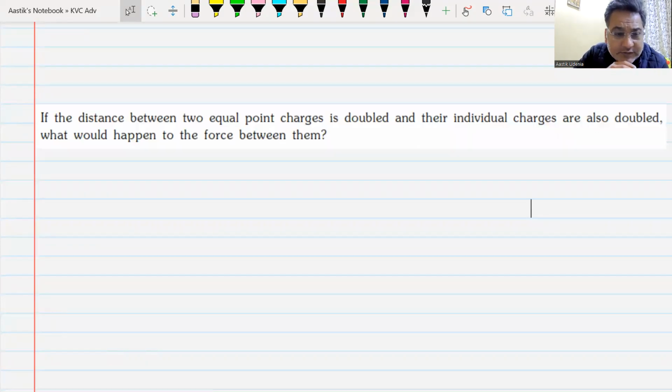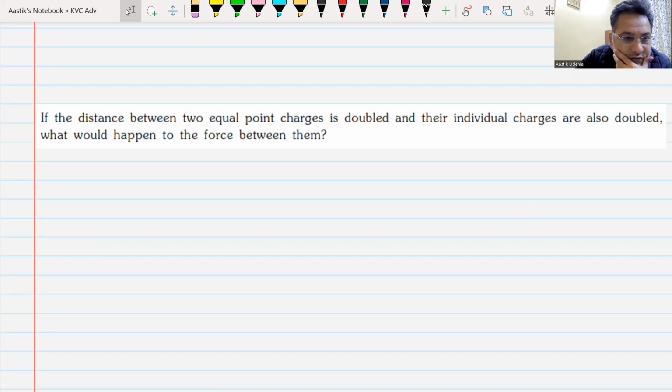If the distance between two equal point charges is doubled and their individual charges are also doubled, what will happen to the force between them? Remains same, sir. Why does it remain same? Sir, force is directly proportional to the product of charges. Right? So individual charges are doubled, so that is 4 times. Okay, so you understand how it is done? Yes or no? Yes, sir.